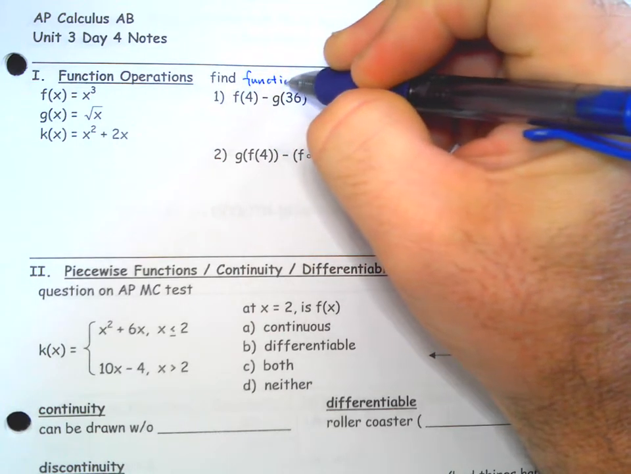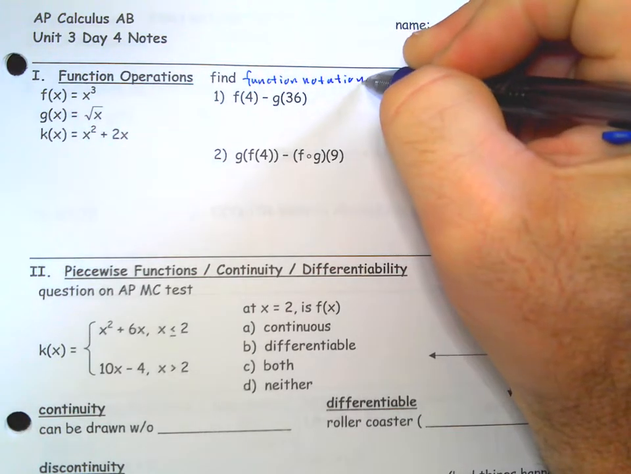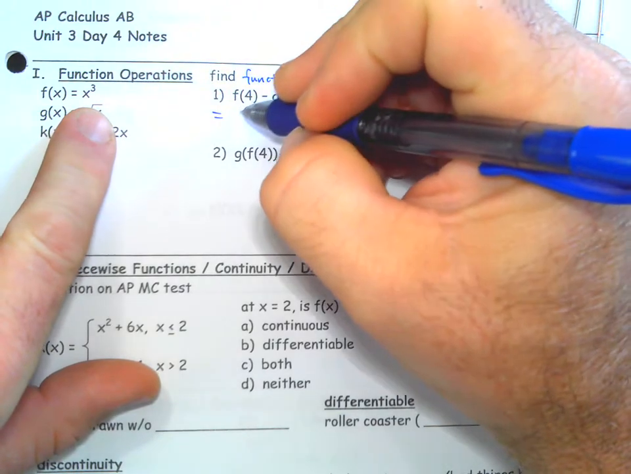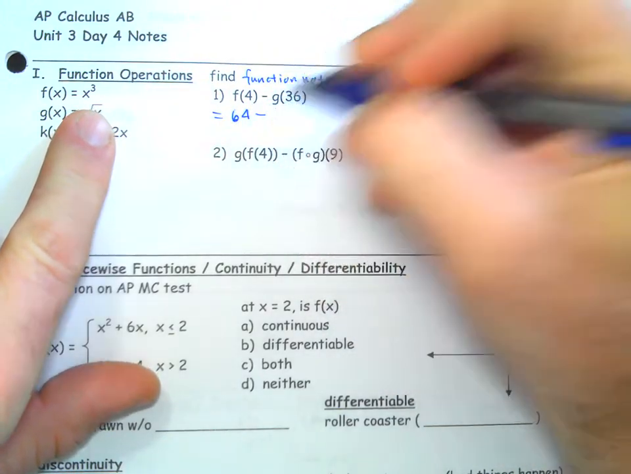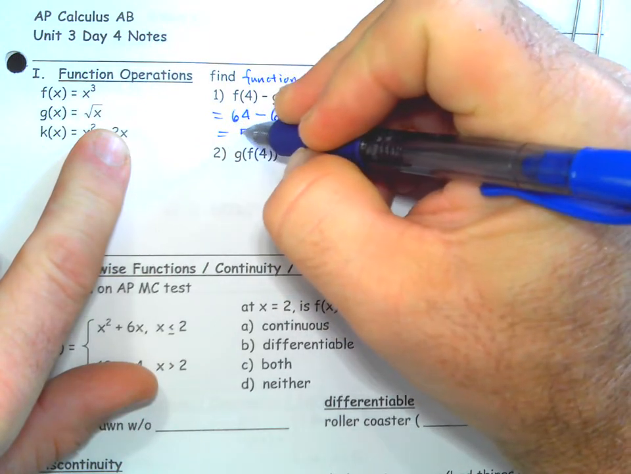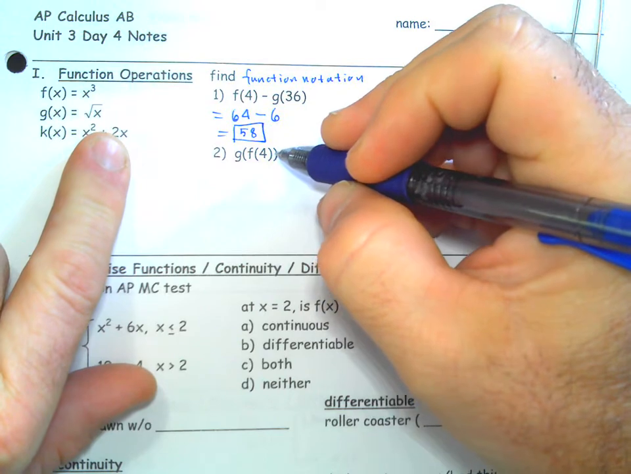When you name a function and you put an input value into it, it means that you just have to use the correct function. 4 cubed is 64. Square root of 36 is 6. Final answer is 58. Now you can actually put functions inside of other functions.